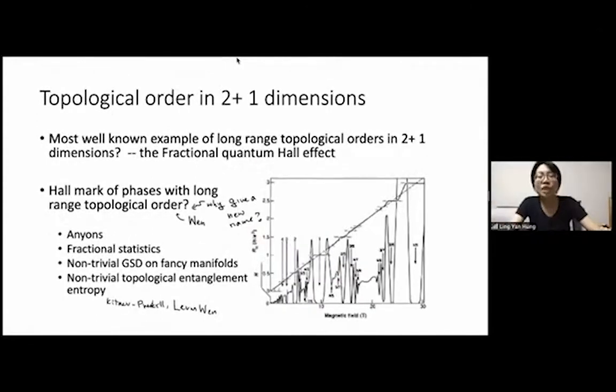Okay, so let's start with topological order in 2+1 dimensions. The most well-known example of topological order in 2+1 dimensions is the fractional quantum Hall effect. So what exactly is this term topological order about? I think it was coined by Xiao-Gang Wen back in the late 80s and early 90s. Why do they call that topological order?